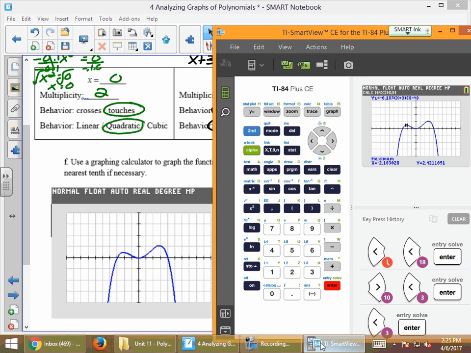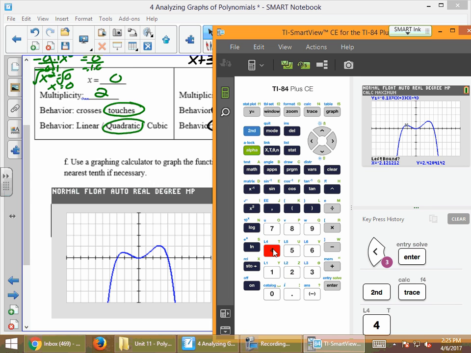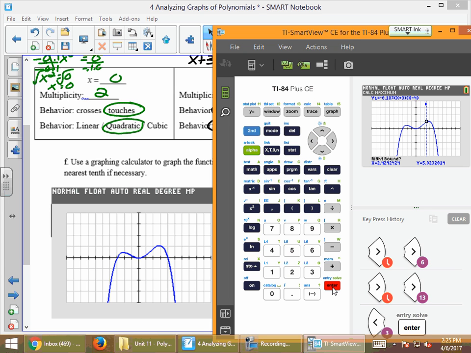So then we're going to find that other maximum. So again, what do we press? Trace. And then it's a maximum, so you do second, trace, 4. The arrows: left bound just means to the left. Right bound means to the right. So we'll go a little bit left, where you think it is. Enter. And then arrow a little bit to the right. Enter.